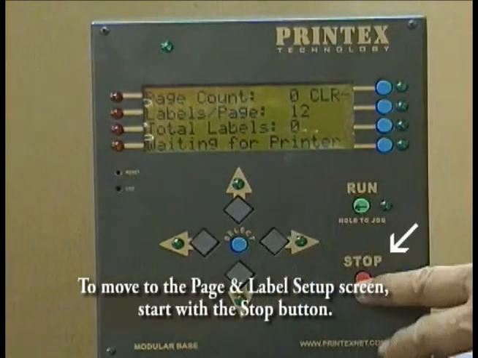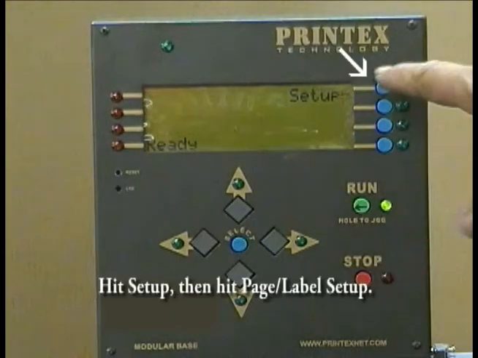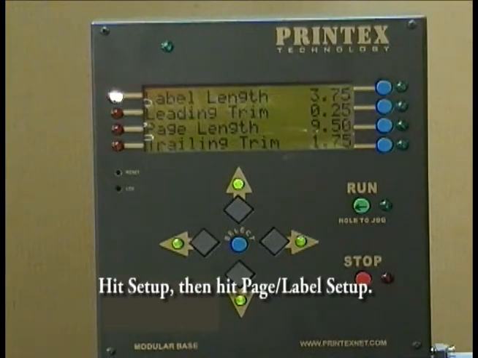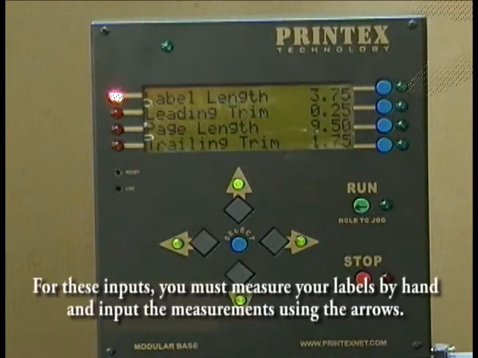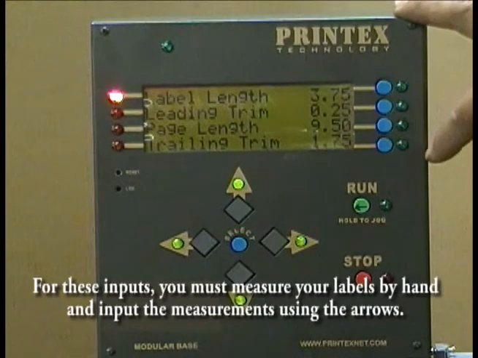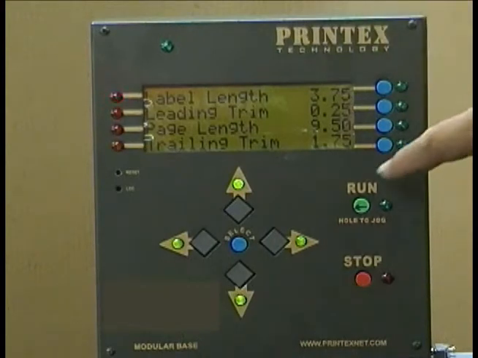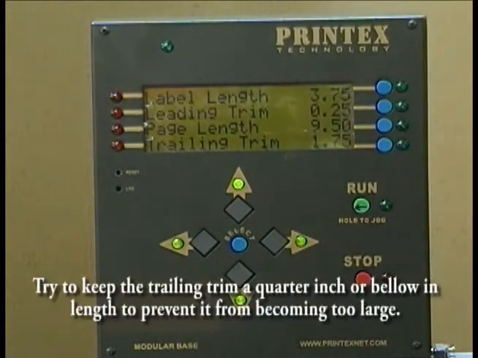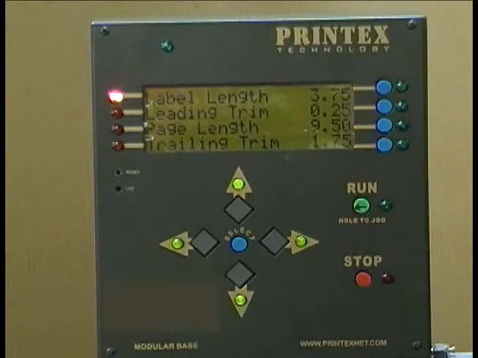To move to the Page and Label Setup screen, start with the Stop button. Hit Setup, then hit Page/Label Setup. For these inputs, you must measure your labels by hand and input the measurements using the arrows. The computer will calculate the trailing trim on its own. Try to keep the trailing trim a 1/4 inch or below in length to prevent it from becoming too large.